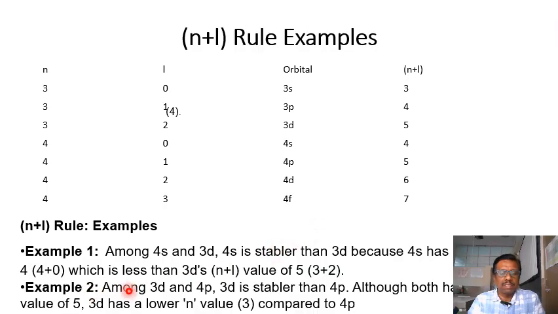Similarly, another example is among the 3d and 4p orbitals. The 3d orbital has an n plus l value of 5, and for the 4p orbital also the n plus l value is 5. Since these two have the same n plus l value, we have to look at the principal quantum number n. Here the principal quantum number for the 3d orbital is 3, and for the 4p orbital it is 4. Therefore 3d has the lesser value, so the electron is going to fill the 3d orbital first. This will be of lowest energy, and then 4p will have the higher energy.